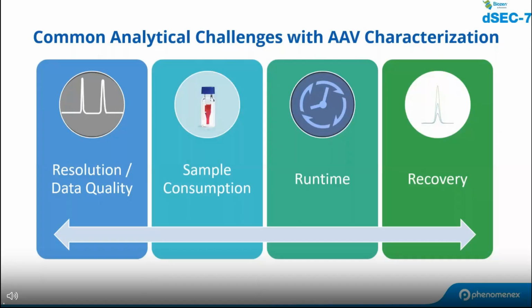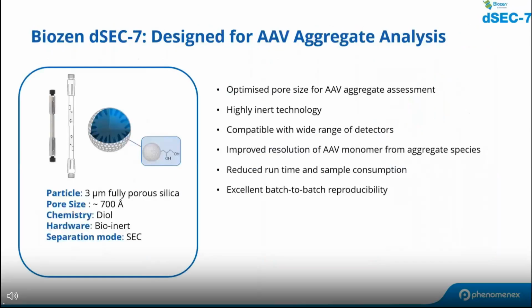In addition to that, having high recovery actually will give you the confidence on the analysis and also improve the lifetime of your column. For example, if there are hydrophobic impurities in your sample and then it gets adhered to your column, that might sometimes even reduce the lifetime. So getting high recovery not only improves the data quality, but also it improves the lifetime of your column and method. So there is certainly a need for optimized column for the analysis of AAVs.